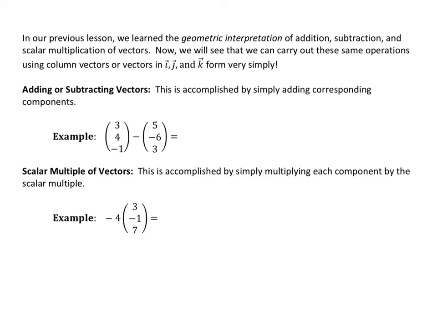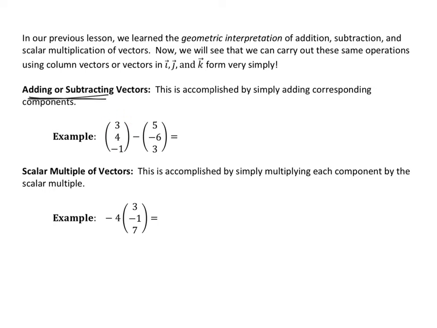Now we get to carry out those same operations using column vectors or in that ijk form. And so I'm going to do this really, really quickly. If you are adding or subtracting vectors, it's really, really simple. All you do is you add the corresponding components or subtract the corresponding components. So in this case, we have two vectors in 3 dimensions. One of them is 3, 4, -1. The other is 5, -6, 3.